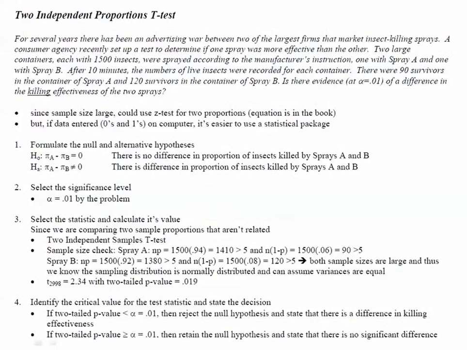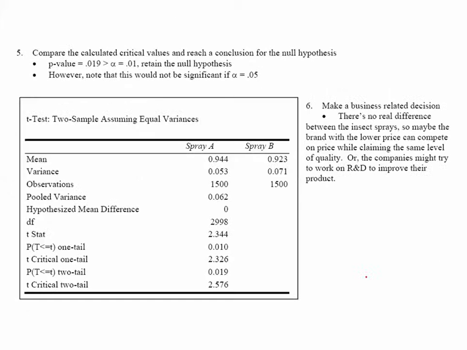Now, given that we fail to reject the null hypothesis, what does that mean? Well, in my notes I say retain. I like the phrase fail to reject, but retain is okay. We just would never say that we accept or prove the null hypothesis. So we make a business decision based on this information. And we would say there really is no statistically significant difference between the two insect sprays.